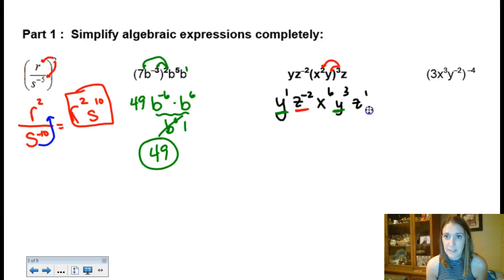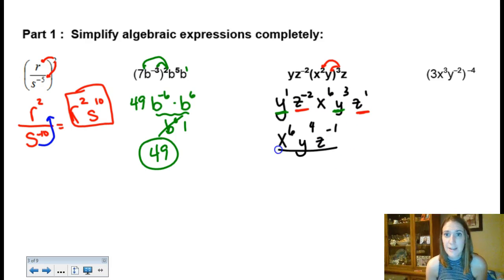And then this z and this z can be added together. Doesn't matter what order you write these down in, but generally they go in alphabetical order. So x to the 6th, no one collected with him. But then this is y to the 4th when I use that adding property. And then adding these exponents together, I get z to the negative 1.